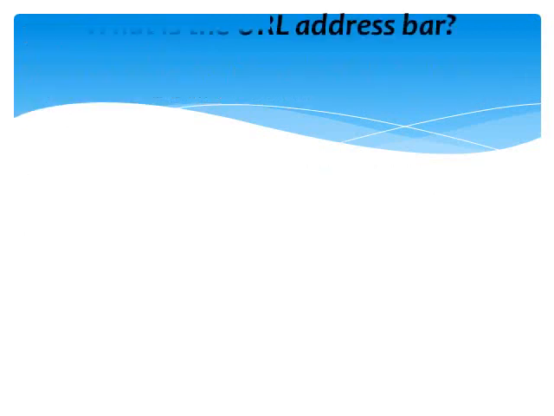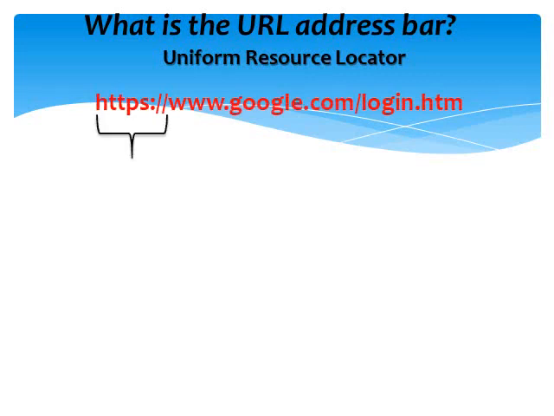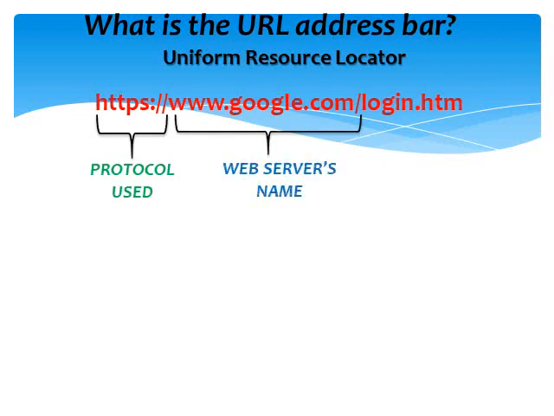What is the URL or address bar? You may refer to page 25 of your textbook. The URL bar is where a user usually types in the address of a web page. URL stands for Uniform Resource Locator. In the URL, there are 3 parts. The front part is called the protocol used. The middle part is called the web server's name. The end or rightmost part is called the file name or the web page name.